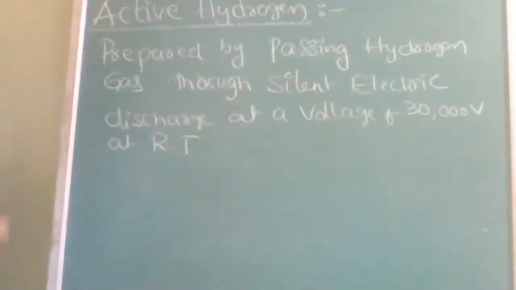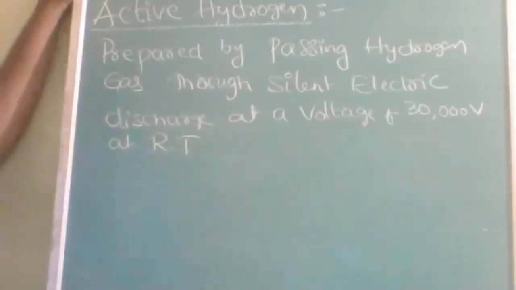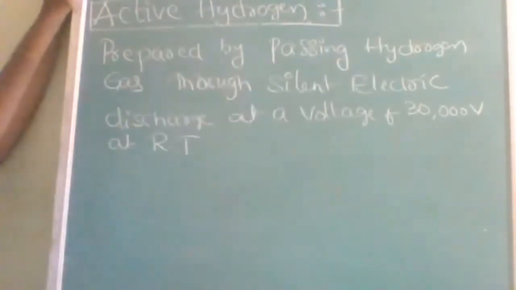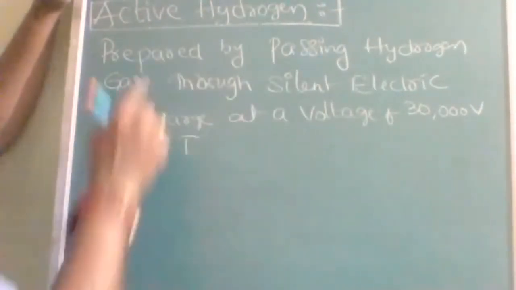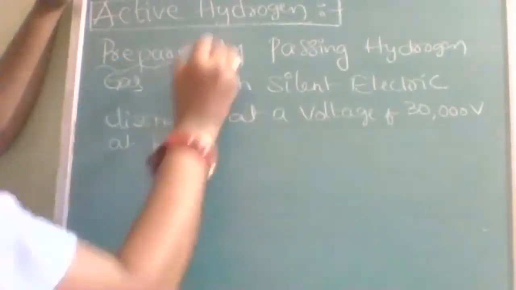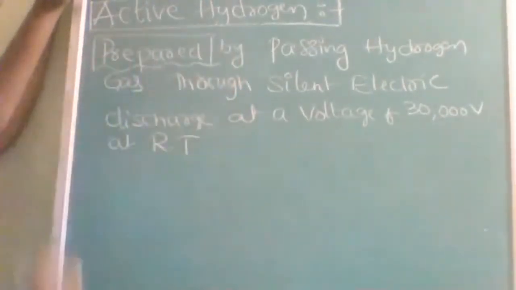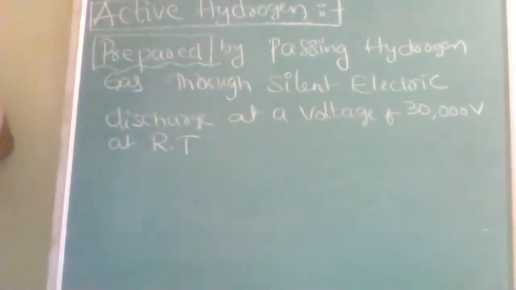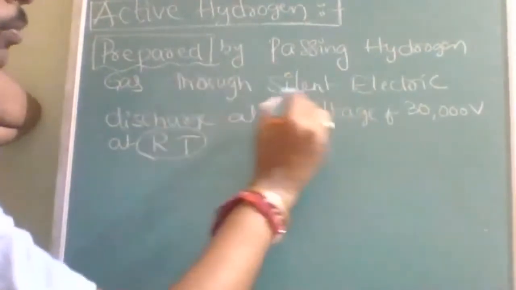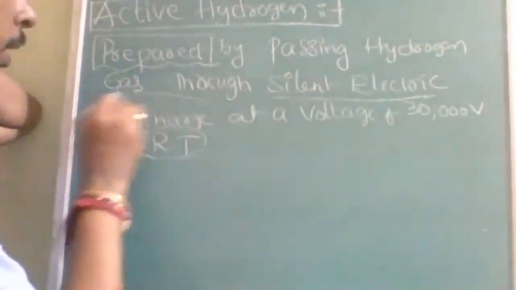Next, the fourth one is active hydrogen. Is it visible to all of you? If not visible, you can read and note down now. Active hydrogen. How is it prepared? Atomic hydrogen was prepared by heating up to 2000 to 5000. But active hydrogen is prepared even at room temperature. But how? By passing the hydrogen gas through a silent electric discharge.